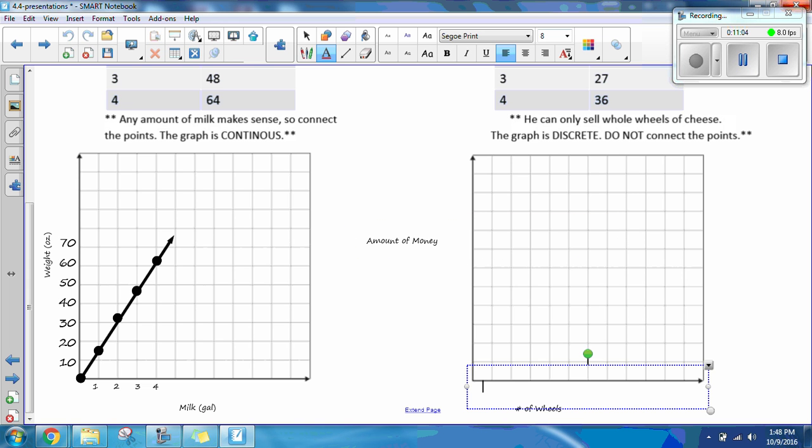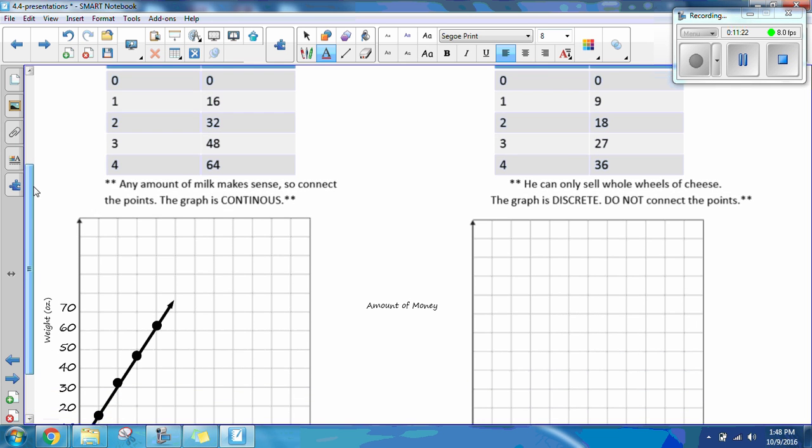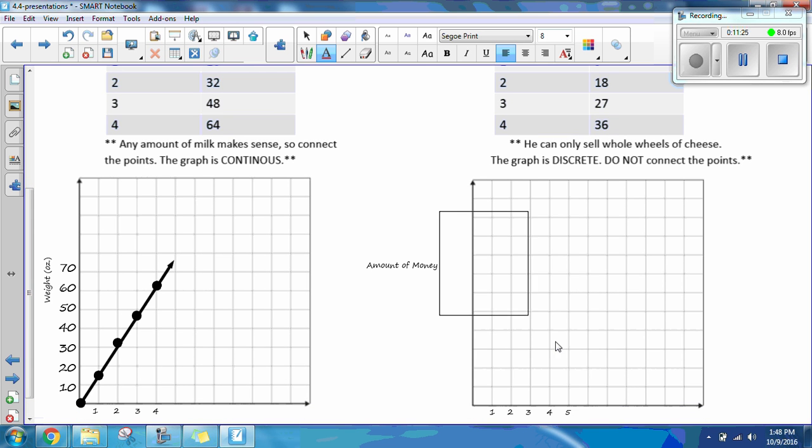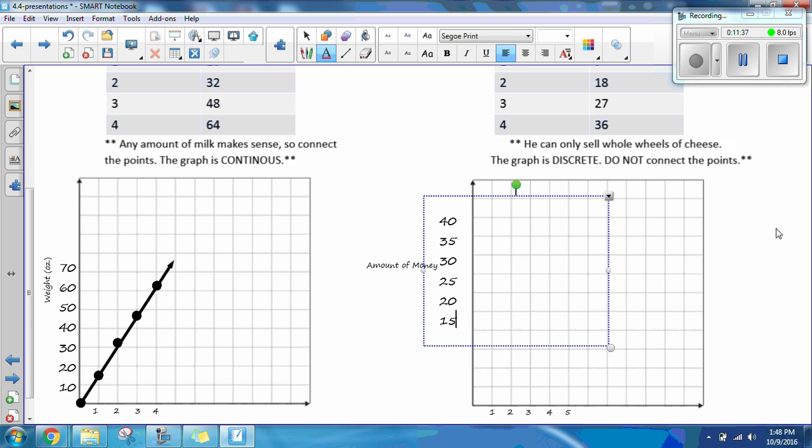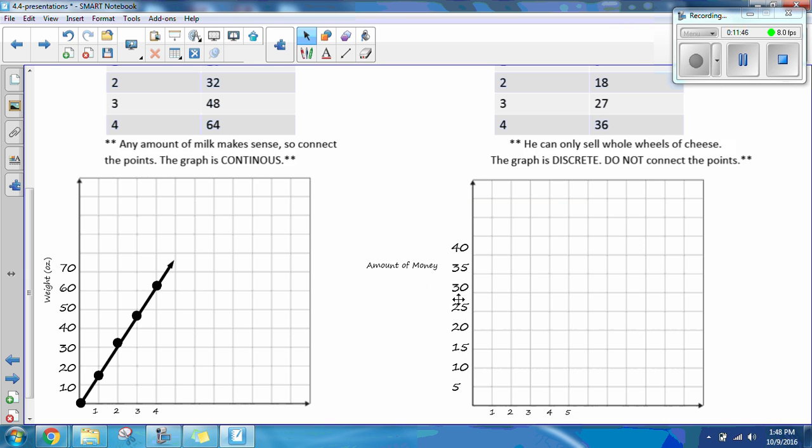And for our wheels, we can just use 1, 2, 3, 5. And as for the y-axis, since our numbers go from 0 to 36, we can go in 5s or even 2s. But the 5s would probably fit a little bit better. Remember, you always want to choose intervals that make sense.